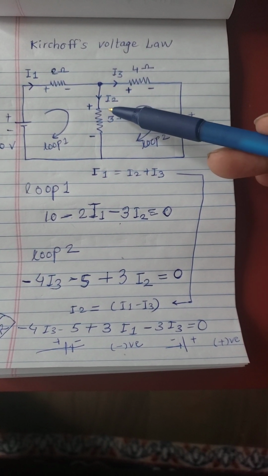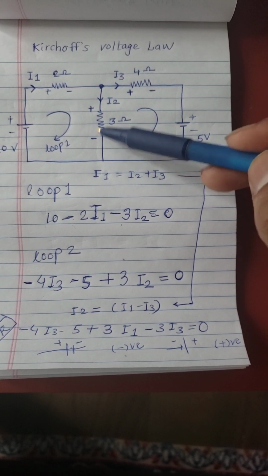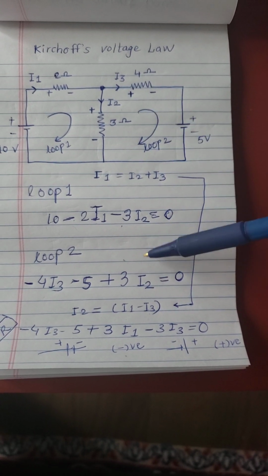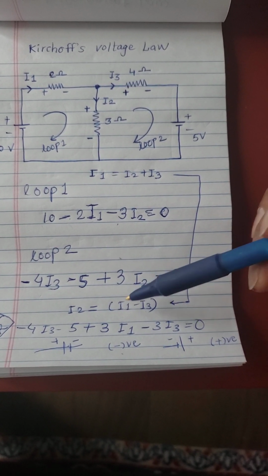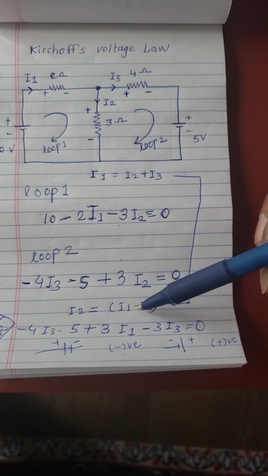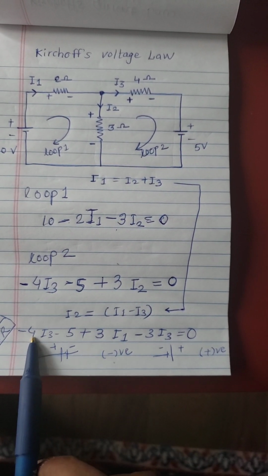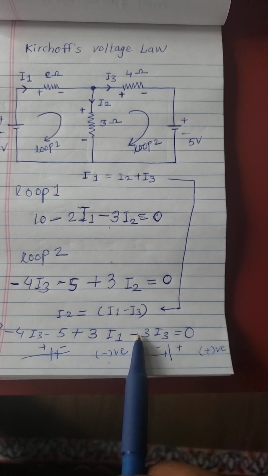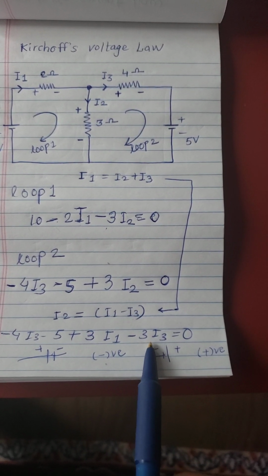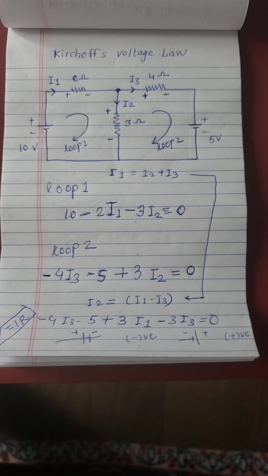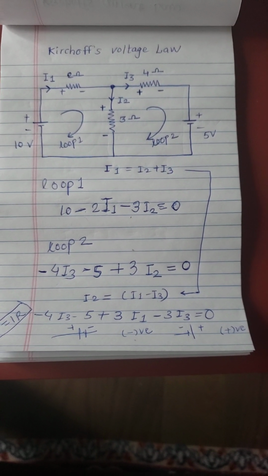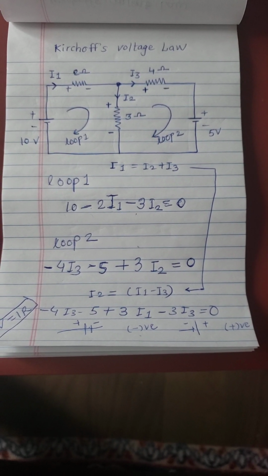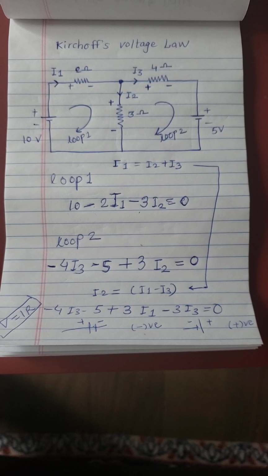And then for this one, since the polarity is negative and positive, we will write it as plus 3, and the current is I2. Again, you can replace I2 by I1 minus I3, and that will make the equation minus 4 I3 minus 5 plus 3 I1 minus 3 I3. And you can solve this equation. So Kirchoff's voltage law is very simple to understand, and you can write those equations the way I have written. Let me know if you have any doubts.